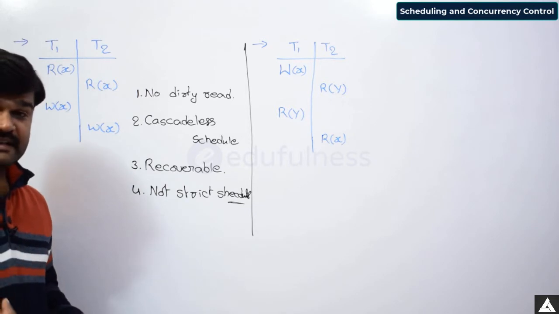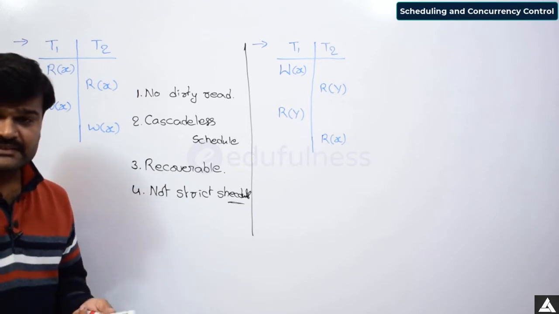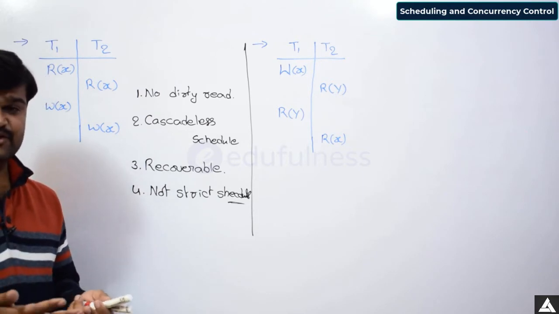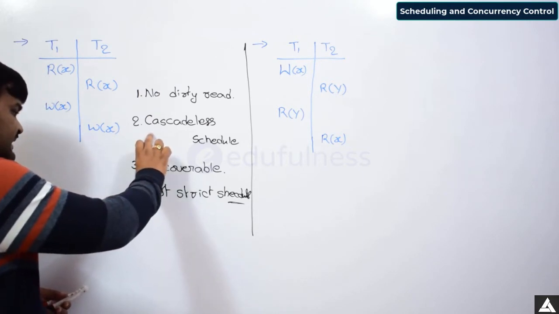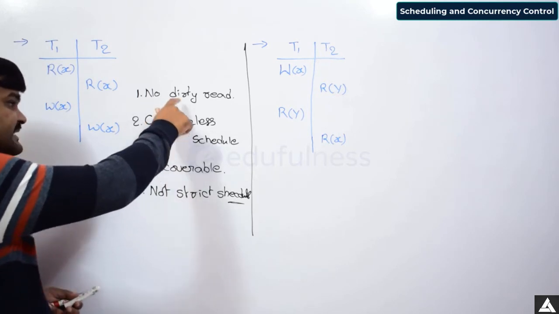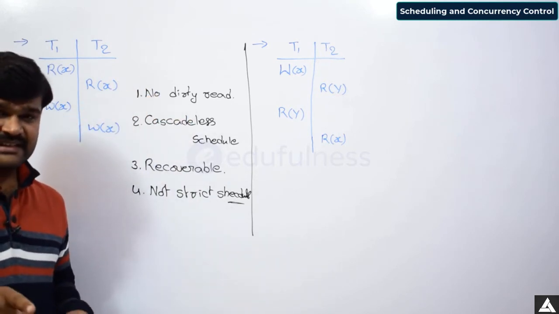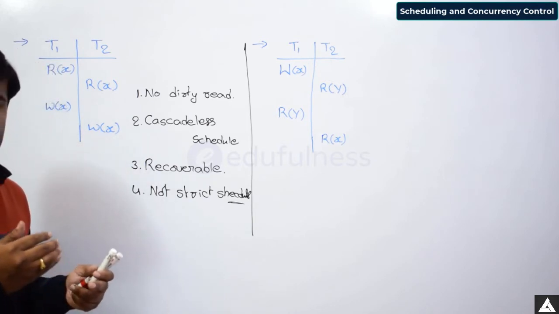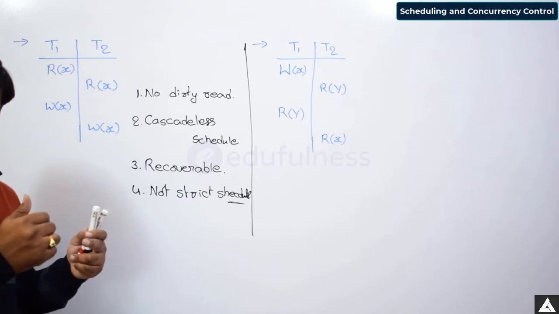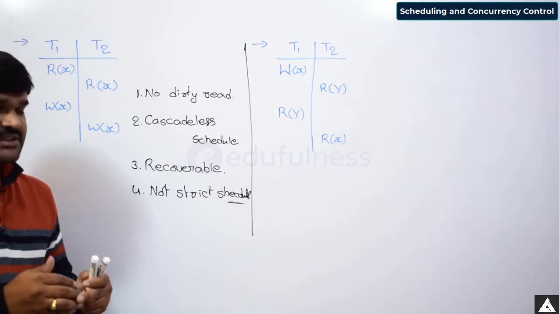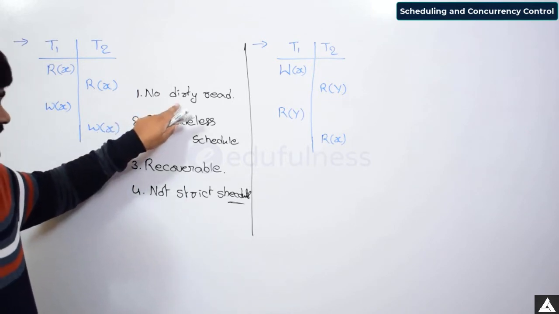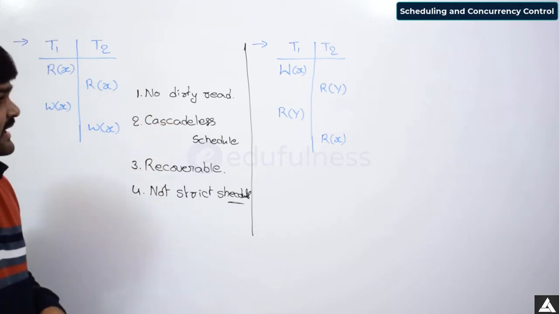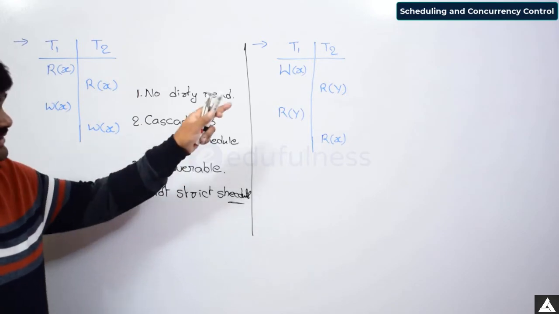So from this you can write down these four. There is no dirty read, so it is a cascadeless schedule, and it is recoverable because there is no dirty read. These two things almost depend on the dirty read. If you have a dirty read, then you have to look at the commit operations, the position of the commit operation in both transactions. So if there is no dirty read, you can write cascadeless and of course recoverable. Now let us try to apply the same thing on this one.